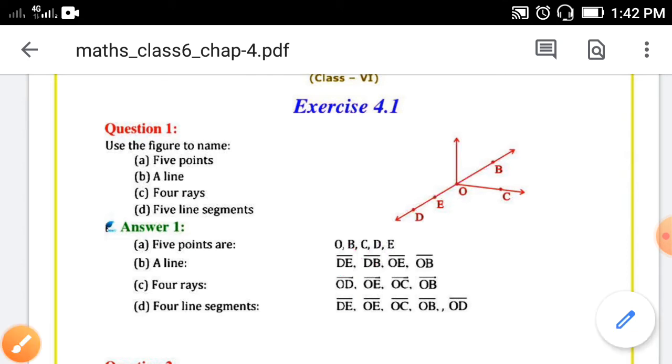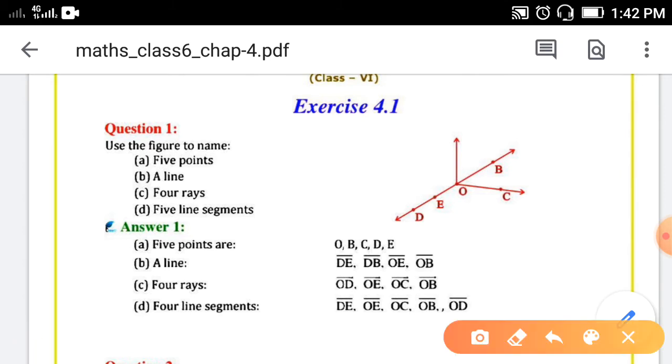Next, 4 rays. OD, this is one of the answers. Second one, OE. Here only it is given. Then OC and OB. One more name you can write is ED. Another, EB. So these are all the possible names of the rays. Any 4 you can write.